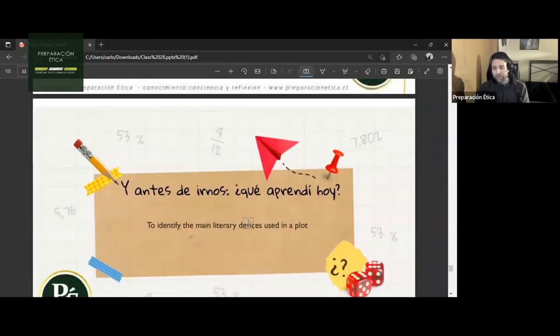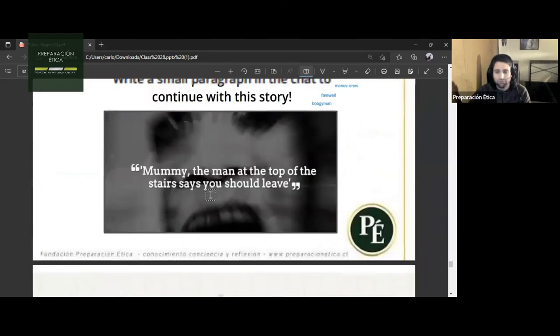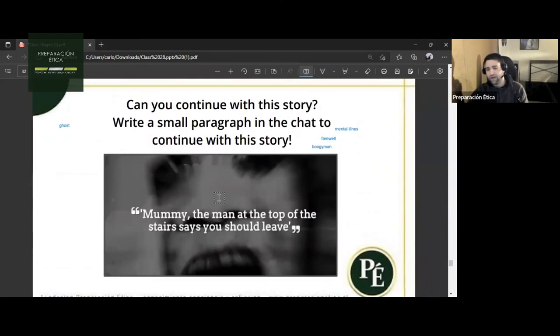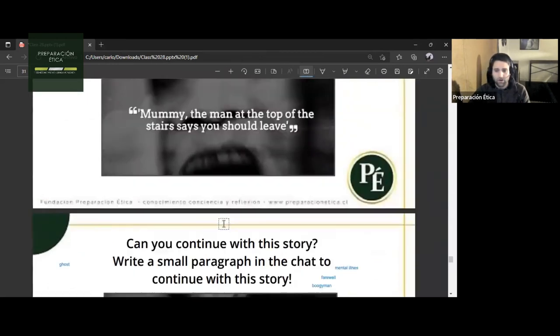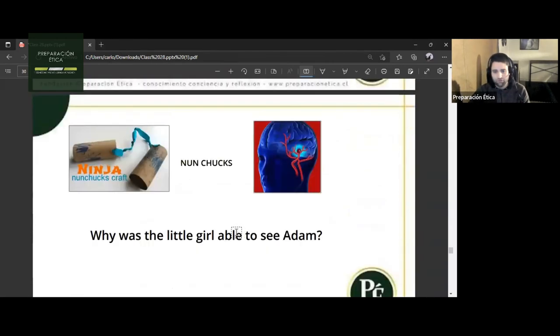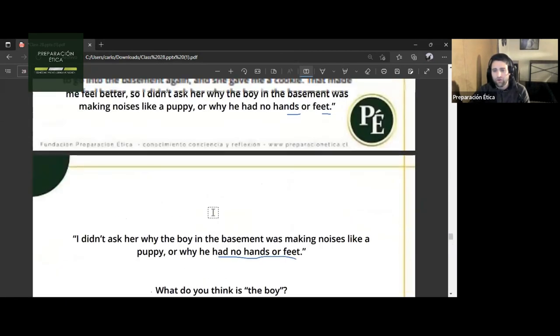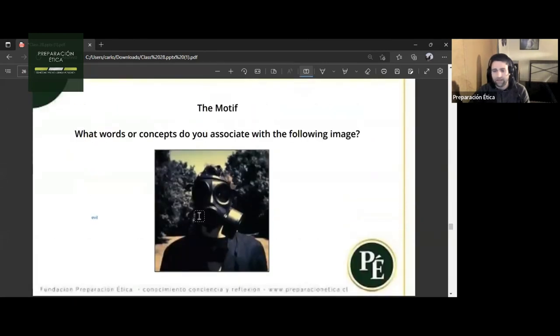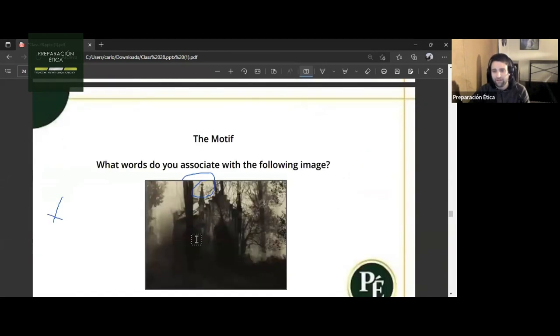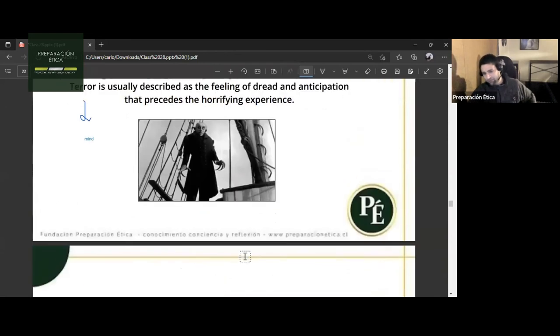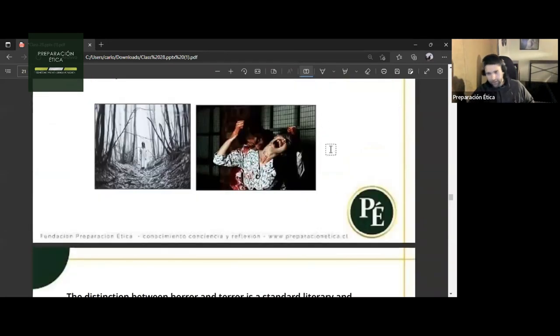Today, we learned how to identify main literary devices used in a plot. In this case, the plot of a short story. Short stories are like this, and we're going to write one in the future, in the few classes that we have left. So it's very helpful if you can review literary devices, metaphors, symbolic things, things like that. And this is also helpful for your language test, I think.